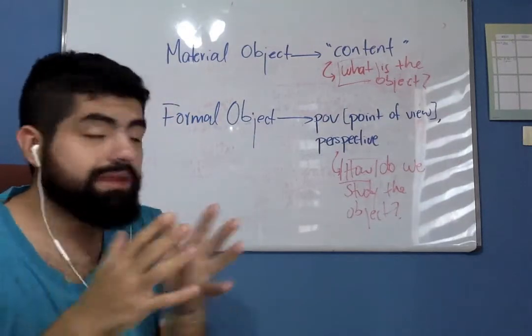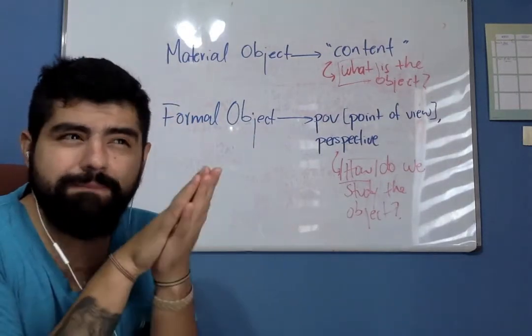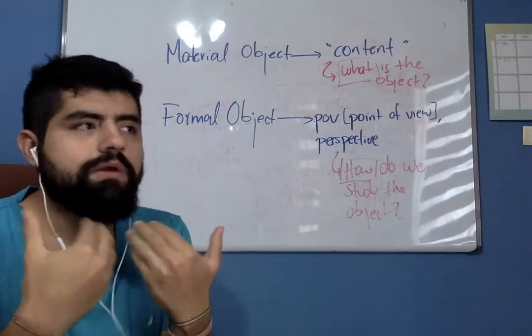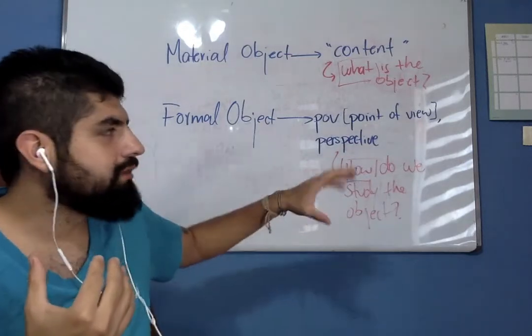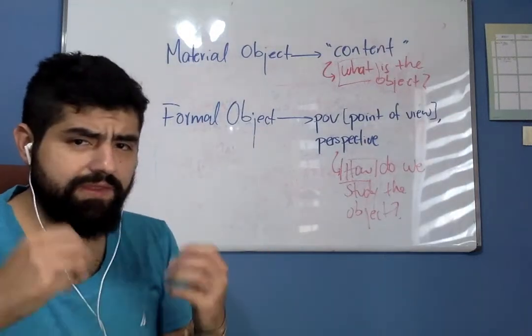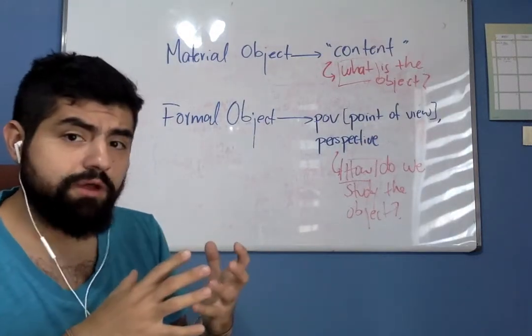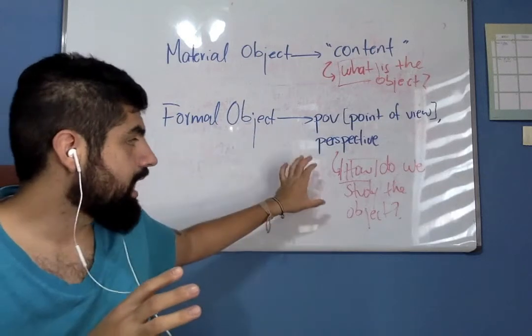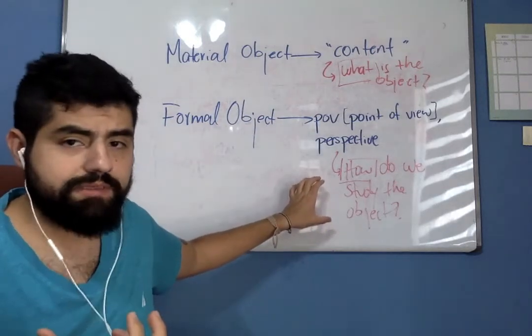But the point of view is the perspective, is the method, is the way we are going to use in order to study the what, that is the content. The question that corresponds to the formal object can be understood as: how do we study the object, okay?